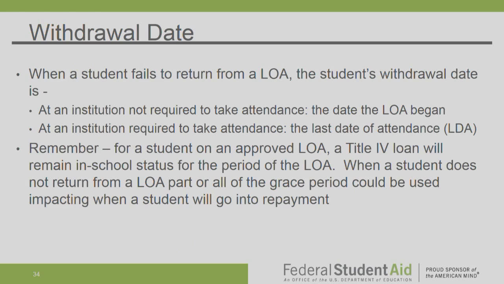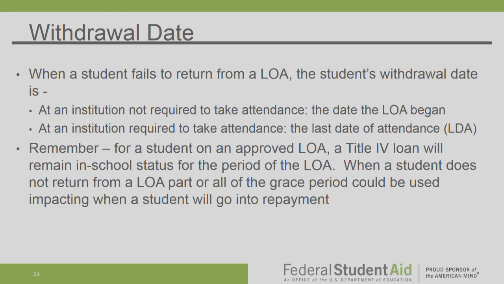So again, we're going back to leaves of absence for a moment, but this time with respect to withdrawal dates. So when a student fails to return from a leave of absence, the student's withdrawal date is one of two things. If an institution is required to take attendance, it's the date that the leave of absence began. At an institution not required to take attendance, it's the date that the LOA began. At an institution required to take attendance, it's the last date of attendance, because it's always the last date of attendance at an institution required to take attendance.